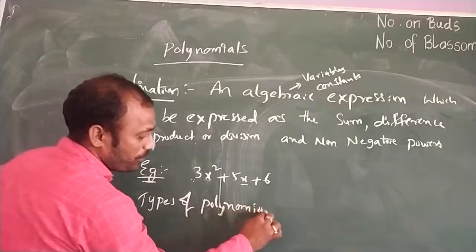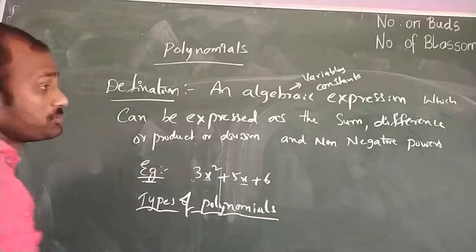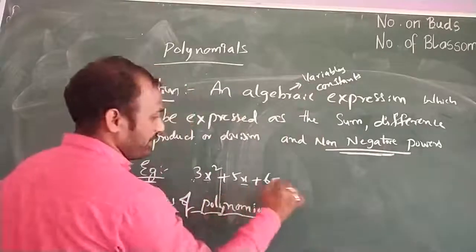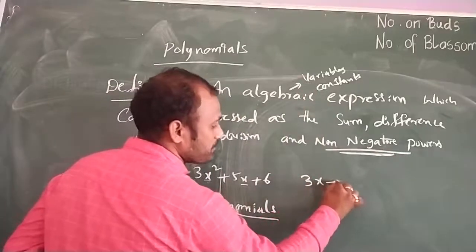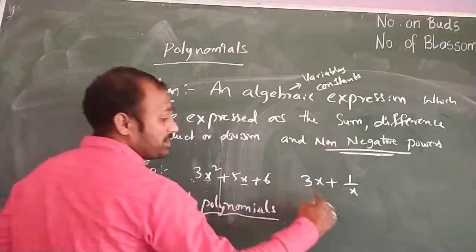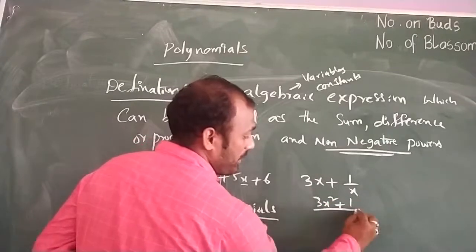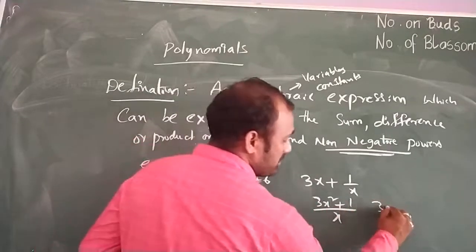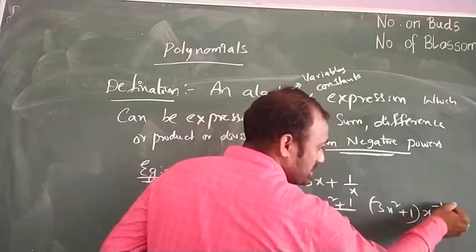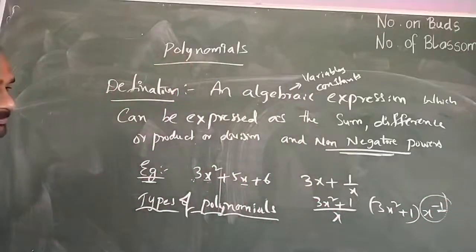So there are two types of polynomials: based on the degree, and normal types of polynomials. One more thing, here I have concentrated on the word non-negative power. For example, 3x plus 1 by x. Is it a polynomial? If I do the LCM of this, it will become 3x square plus 1 by x. So this can be written as 3x square plus 1 into x to the power of minus 1. Since I am getting x as a negative power, I cannot call this a polynomial.